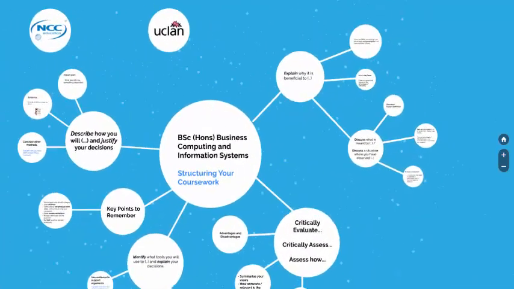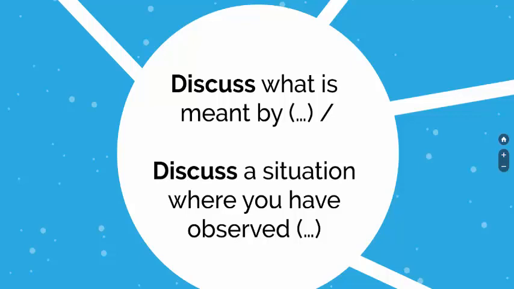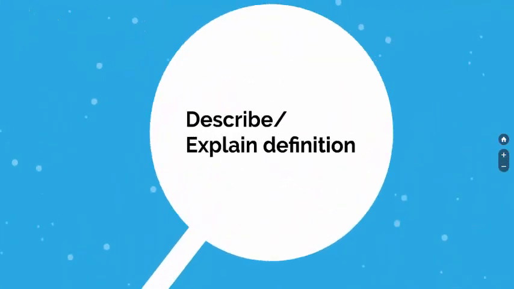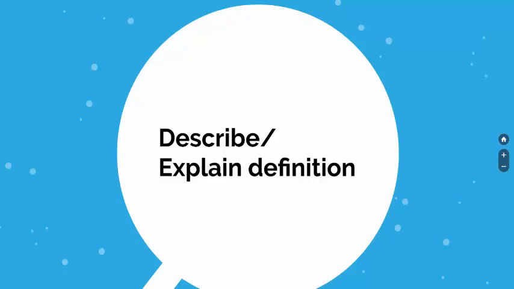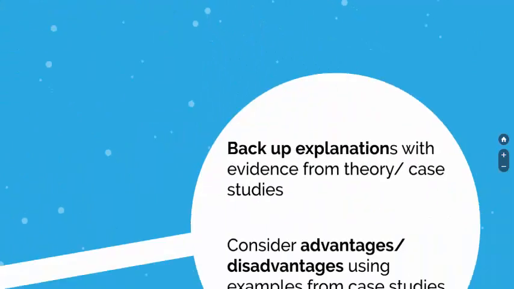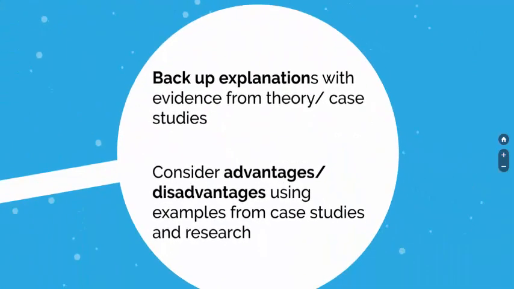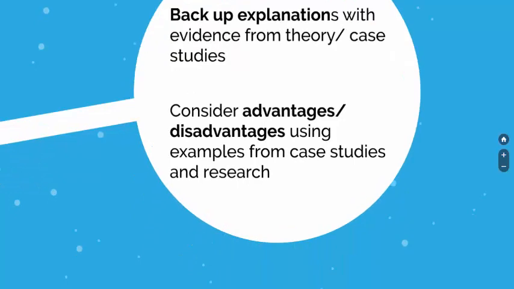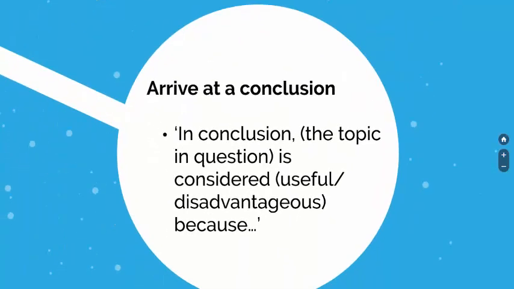The next is to discuss what is meant by, or discuss a situation where you have observed. First, describe or explain the definition of the topic in the question. Next, back up your explanations with evidence from theory or case studies. Consider the advantages or disadvantages of the topic or situation, using examples from case studies and research. Finally, arrive at a conclusion based on your previous arguments. An example is given here. When answering a question that asks you to discuss something, you're essentially debating both sides of an argument before arriving at your own conclusion.